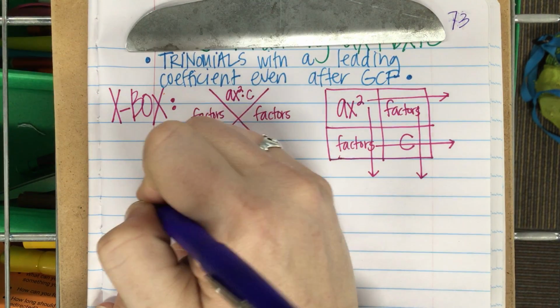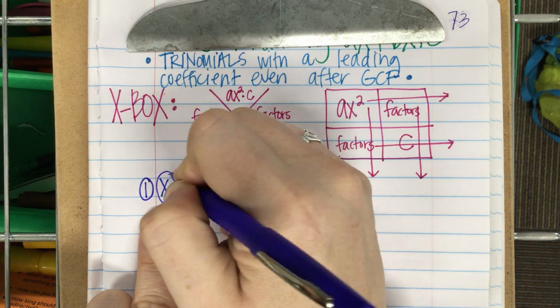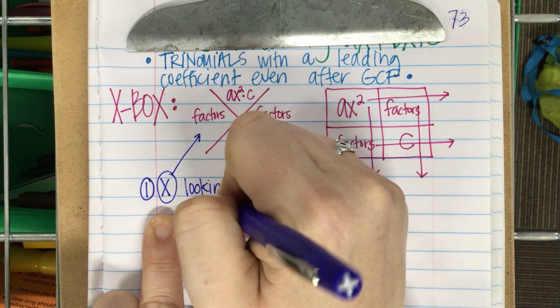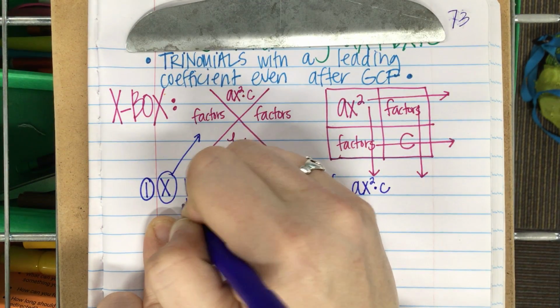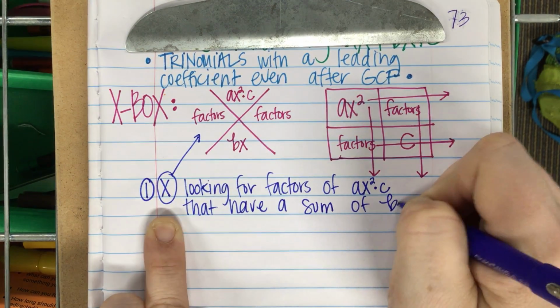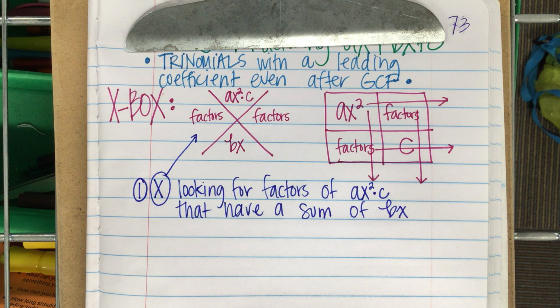All right, so here's what we're doing. Number one, in the X portion, you are looking for factors of ax squared times c that have a sum of bx, or b. You're looking for factors of A times C that have a sum of B. Factors of A times C that have a sum of B. Does that sound familiar?